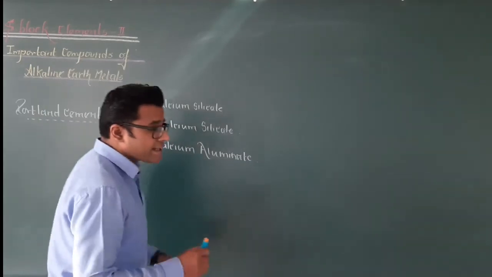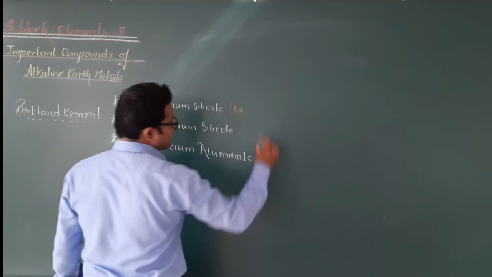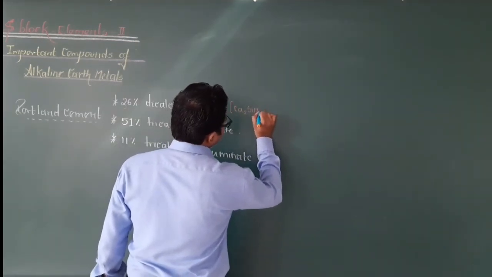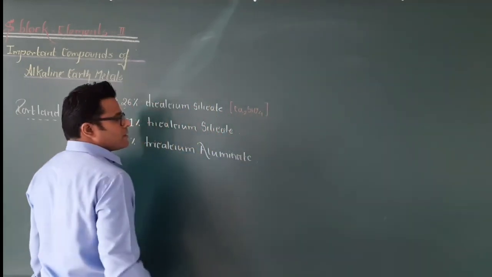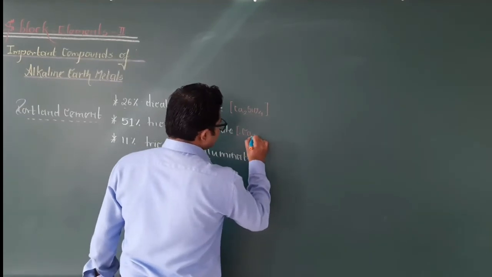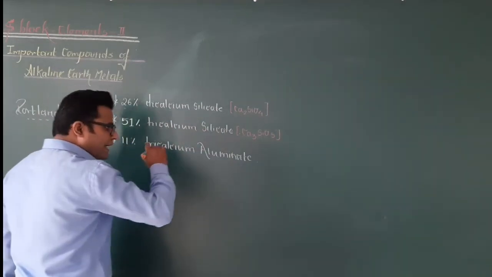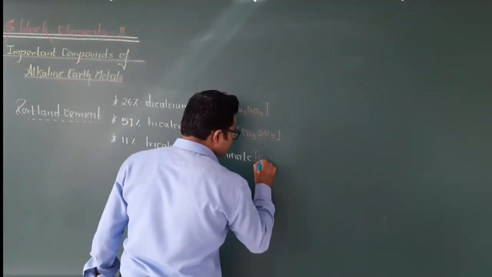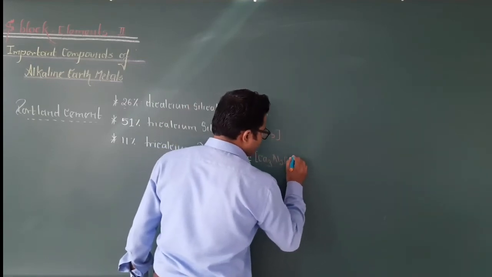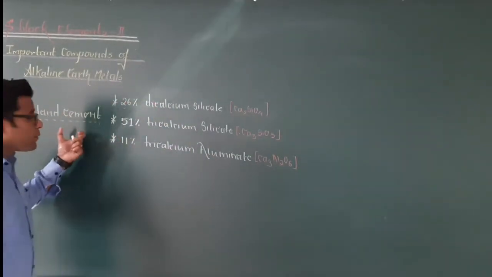Alright, so dicalcium silicate, we represent it as Ca2SiO4, while tricalcium silicate is Ca3SiO5, while tricalcium aluminate is Ca3Al2O6. This is how we represent the compounds of Portland cement.